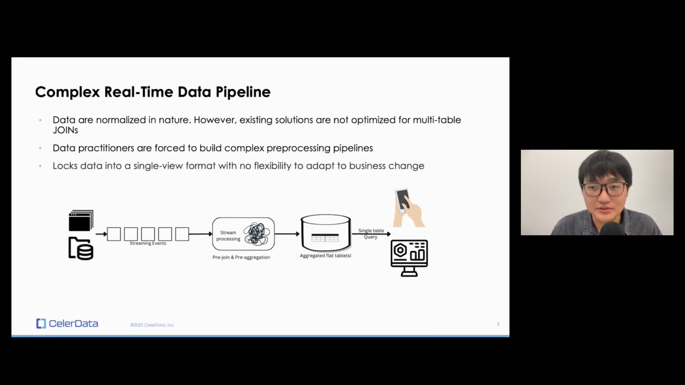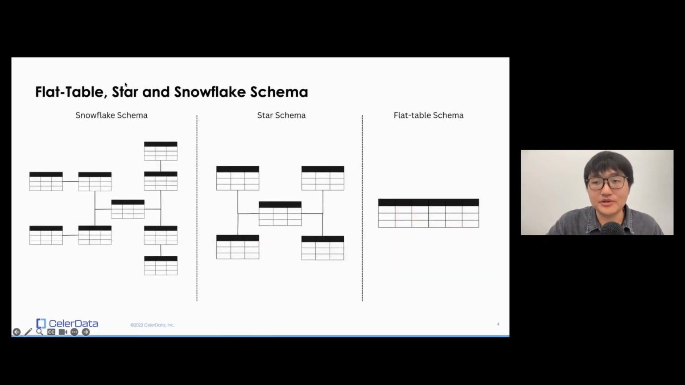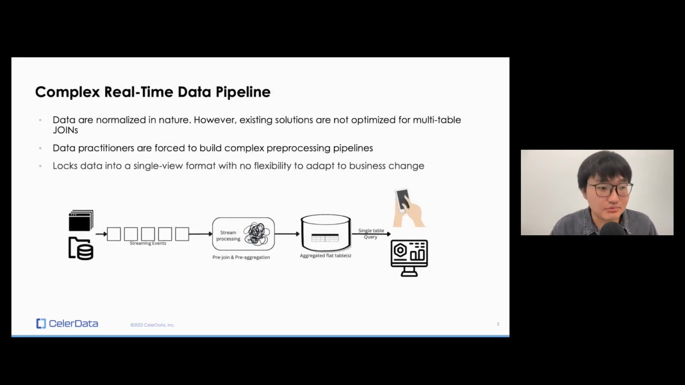And they actually rely on the users, us, to perform a thing called denormalization. Denormalization basically means you pre-join your multi-table schema, like normalized tables, into a denormalized table, which is a flat table, right? Before the data hits the OLAP database. And that can be a pretty harmful thing for several reasons, right? Especially for real-time data analytics.